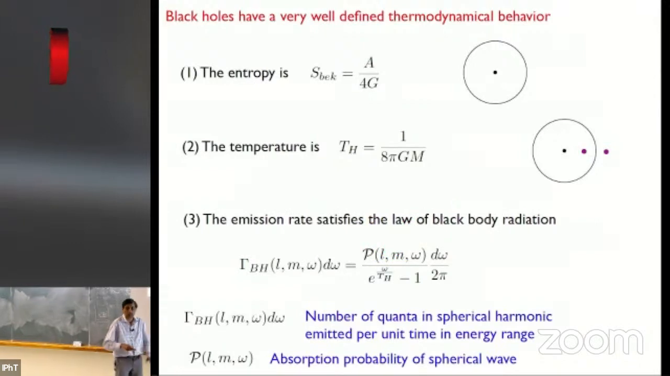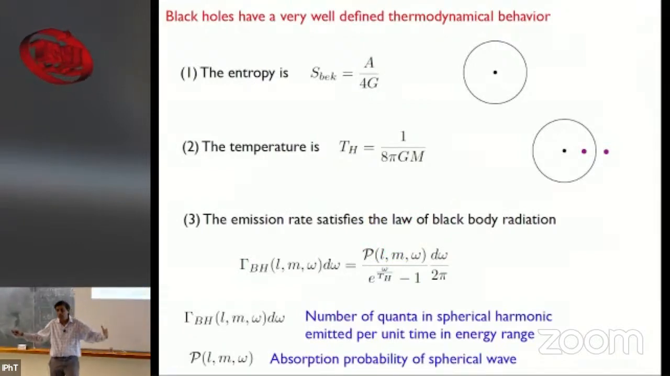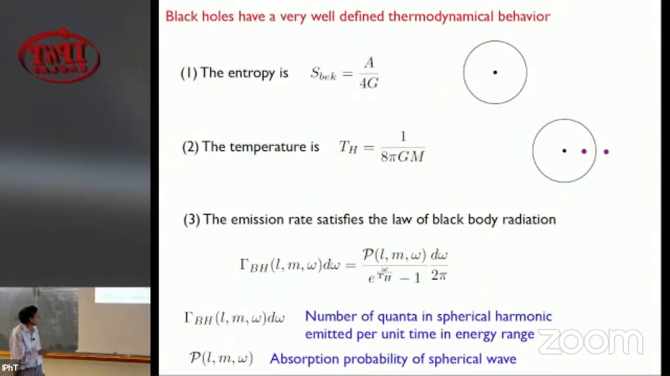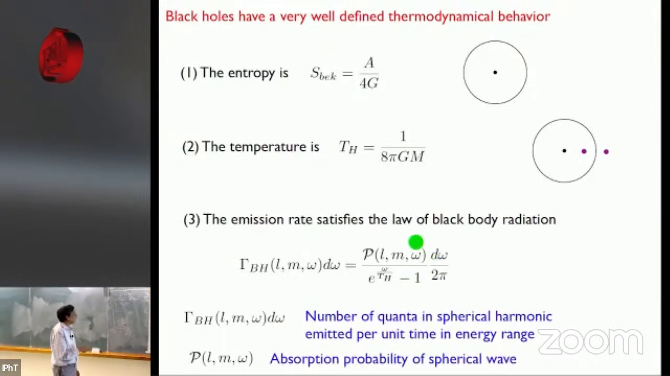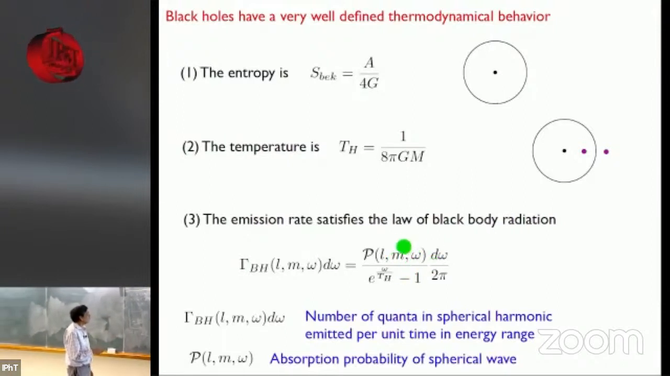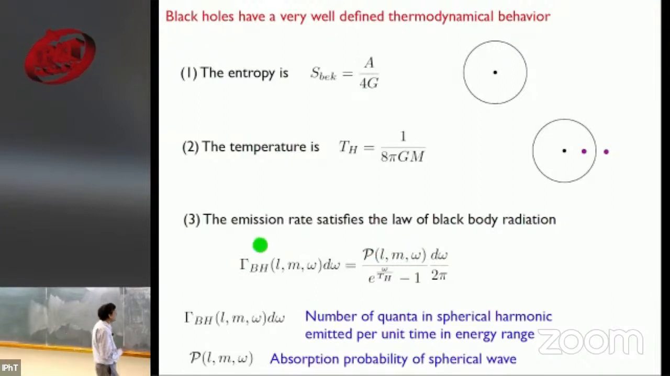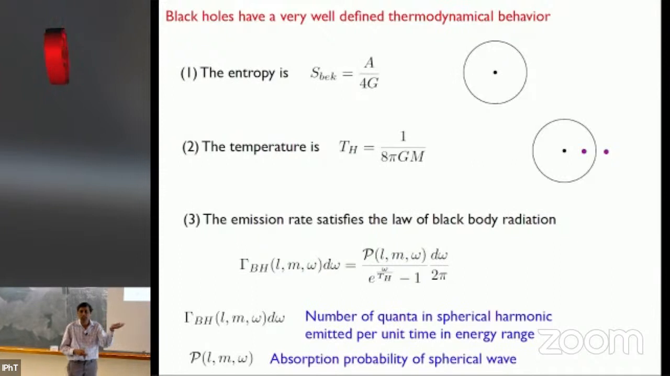So if we have a spherical wave, let's say for a scalar field, which is incoming in the spherical harmonic Ylm, at frequency omega, then suppose P is the probability that it actually gets absorbed by the black hole. That thermal behavior just means that the absorptions and emissions are related by detailed balance.